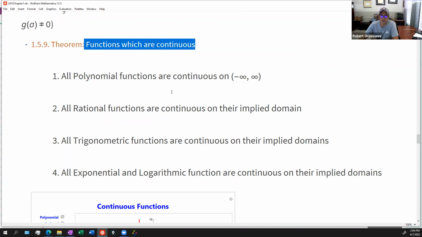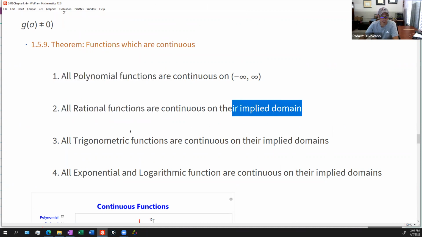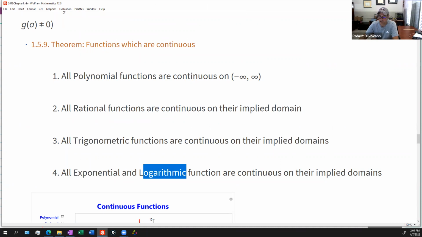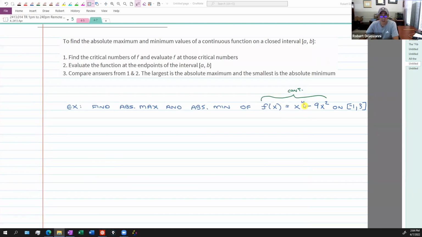Functions which are continuous. All polynomial functions are continuous. All rational functions are continuous on their domains. All trig functions are continuous on their implied domains. All exponential and log functions are continuous on their implied domains. So, why is this continuous? Because this is a polynomial, so I know it's a continuous function. We have to have a continuous function for this method to work, which I have. So I'm happy about that, okay?